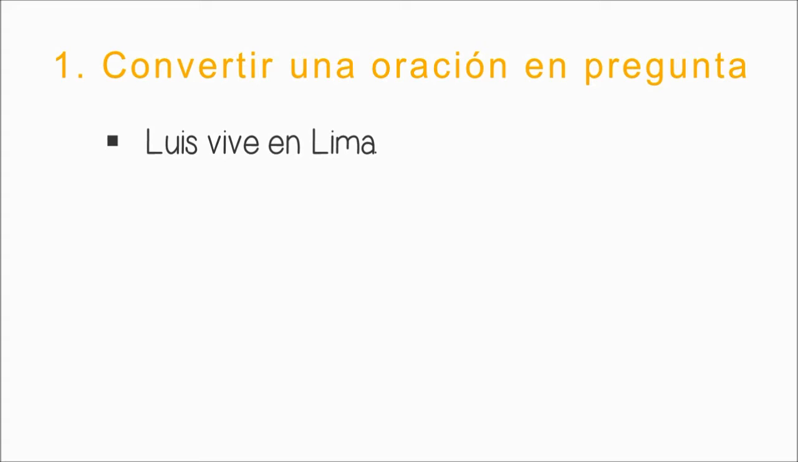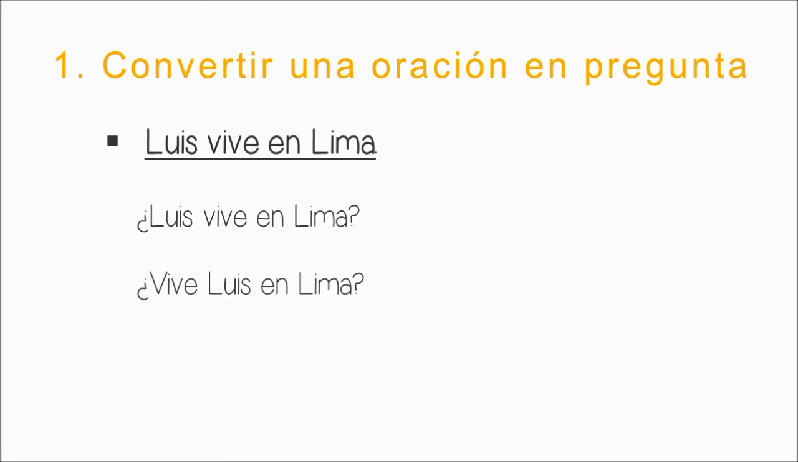Por ejemplo, we have this simple sentence. Luis vive en Lima. You add the question marks and an interrogative mood, and there you go. ¿Luis vive en Lima? Now, in Spanish you can invert the order of the words to express the same idea. Besides Luis vive en Lima, I can also say ¿Vive Luis en Lima? And ¿Vive en Lima Luis? All these questions have the same meaning as ¿Does Luis live in Lima?